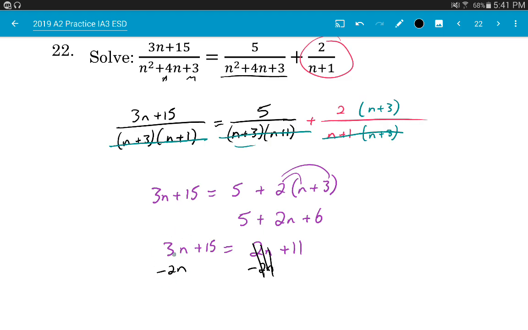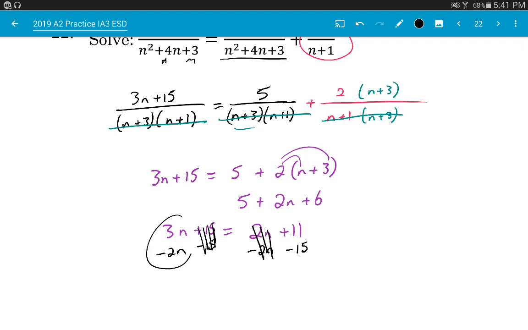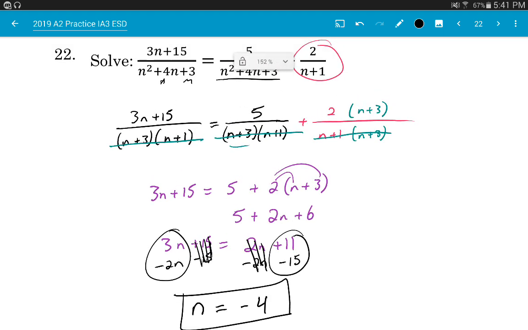I'd like these n's to be alone, so I'm going to get rid of this 15. If I get rid of it here, I need to put it here. So what do I have? 3n minus 2n is n equals 11 minus 15 is negative 4. And that is my solution.